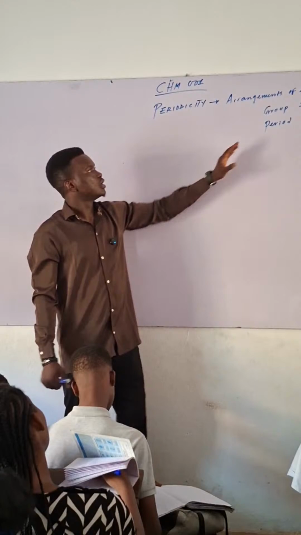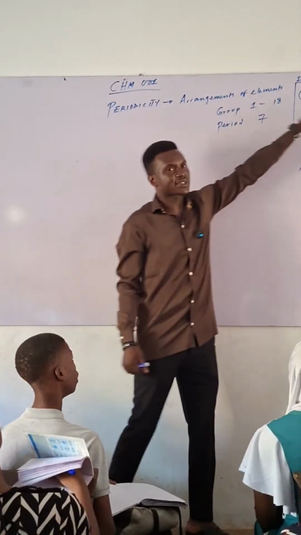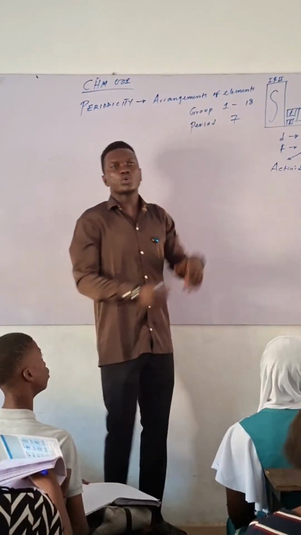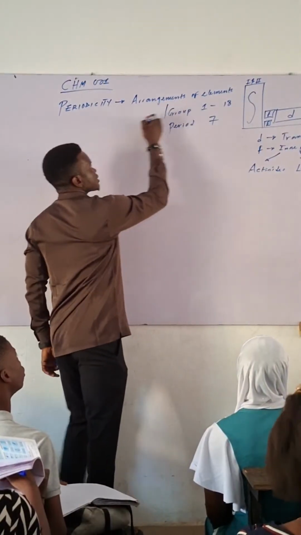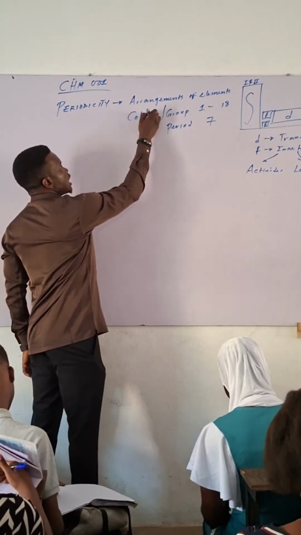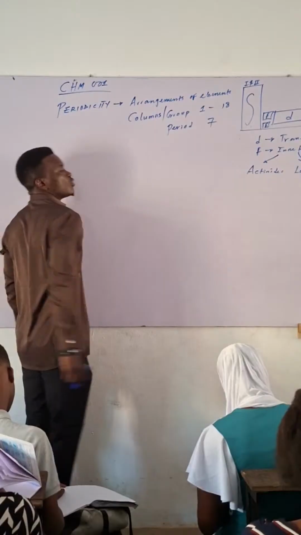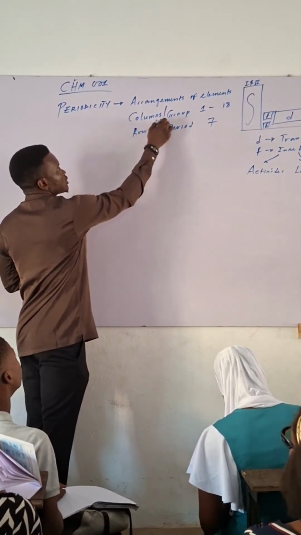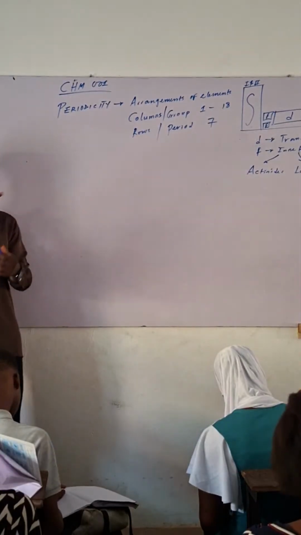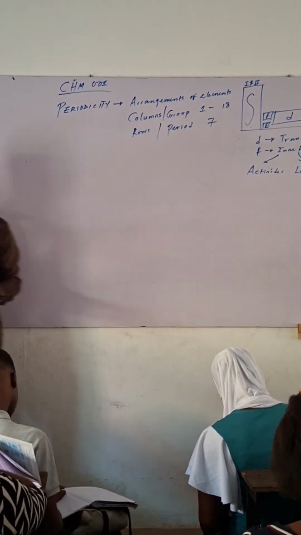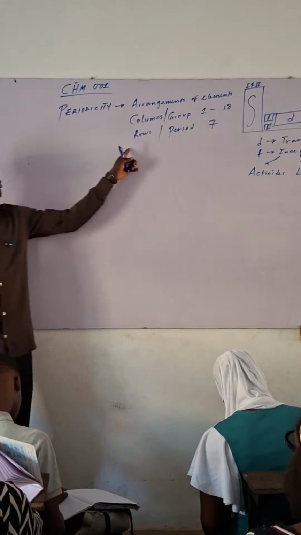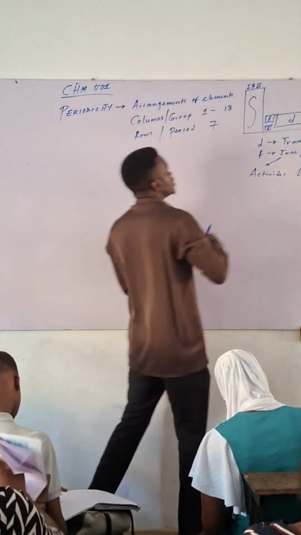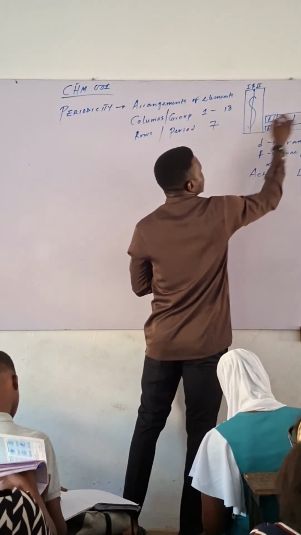Please. So we have 18 groups. The ones you call groups are also called columns, while the ones we call periods are also called rows. So the horizontal period is called rows, while the vertical section is called group.